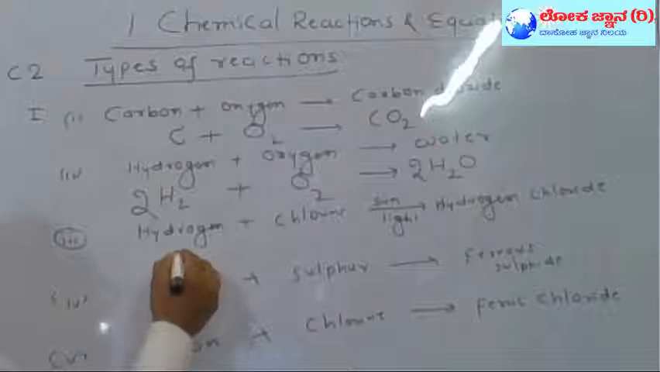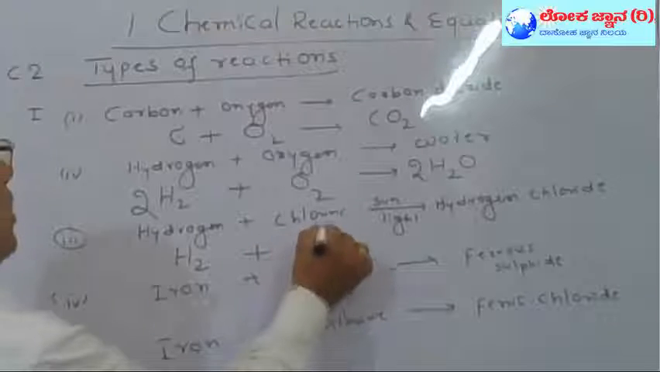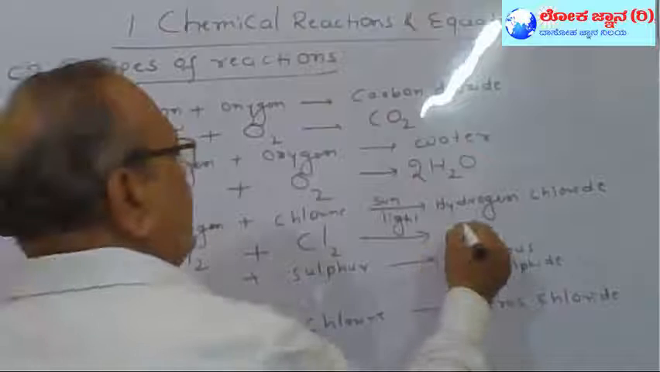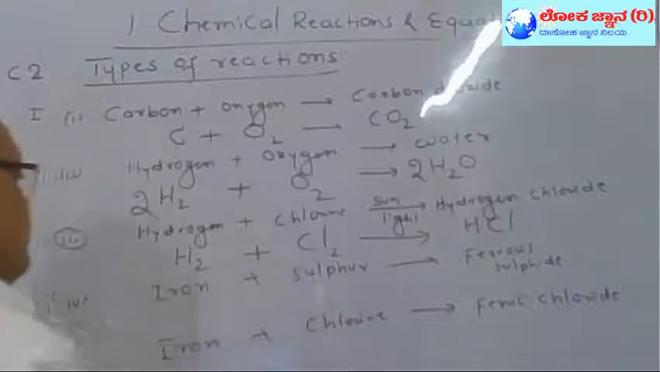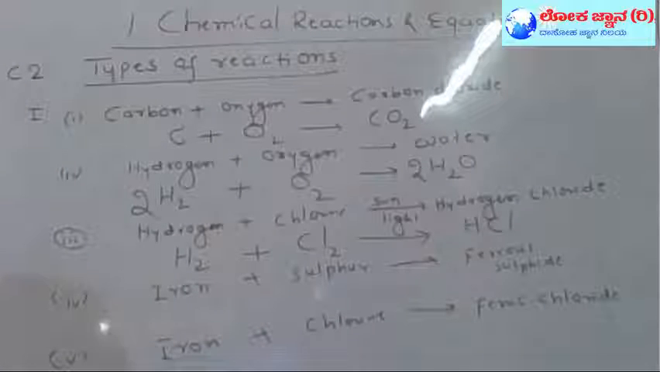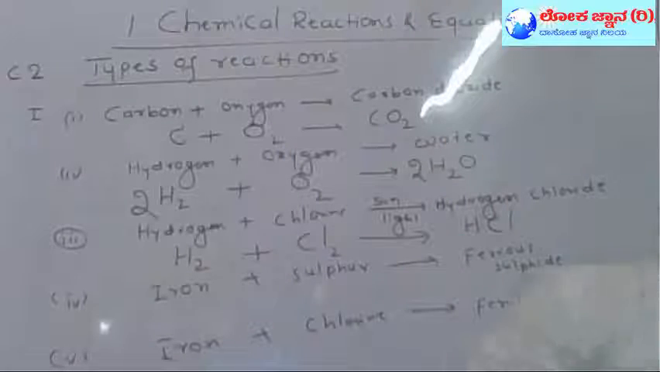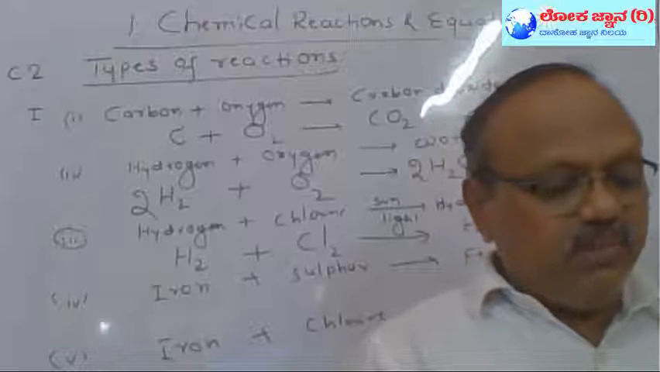Third one. Hydrogen H2 plus chlorine Cl2 gives rise to hydrogen chloride. Symbol is HCl. Balance it. Here I am balancing it. We have to multiply. Balance it and tell me. 2 or 3. Yes, go on balancing.